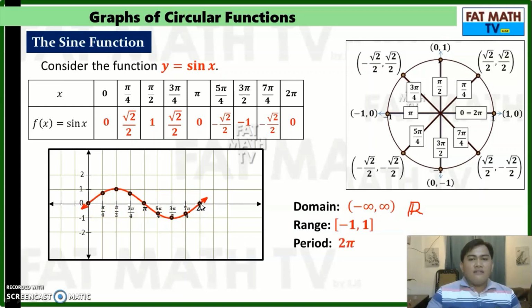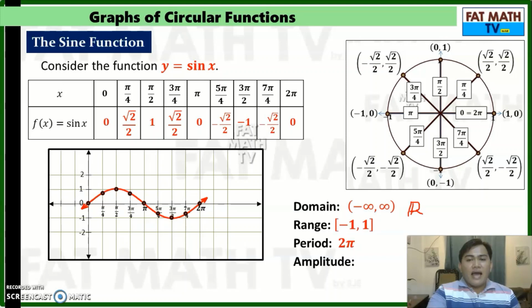So we have 2 pi. From 0 to 2 pi, that is 2 pi. Okay? And another from 2 pi to 4 pi, it will have another cycle. So the period is 2 pi. So every 2 pi units, the graph will repeat itself as you move to the left or to the right.